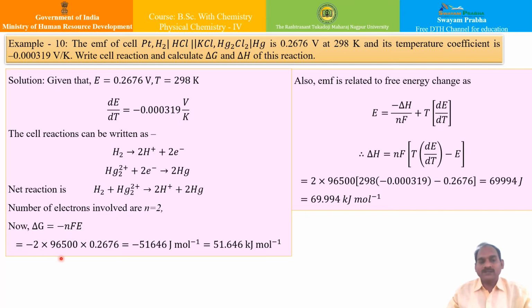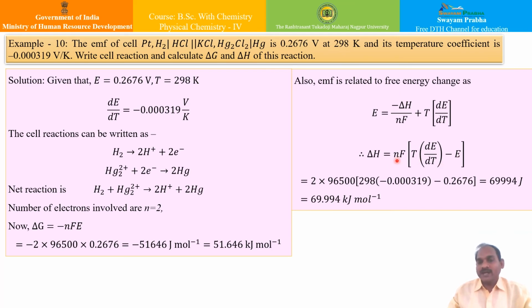Therefore minus 2 into 96,500 into 0.2676, that is 51.646 kilojoule per mole. Now we have also derived the direct relation of EMF in this form as well. So EMF E is equal to minus delta H upon NF plus T into dE by dt. This we have already derived by keeping the value of delta G equal to NFE into the expression, that gives the Gibbs-Helmholtz equation. So this can be directly obtained, and if I convert this expression in terms of delta H, I get delta H is equal to NF into T into the temperature coefficient minus E.